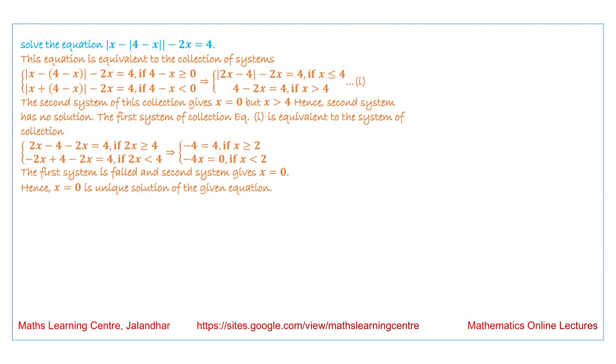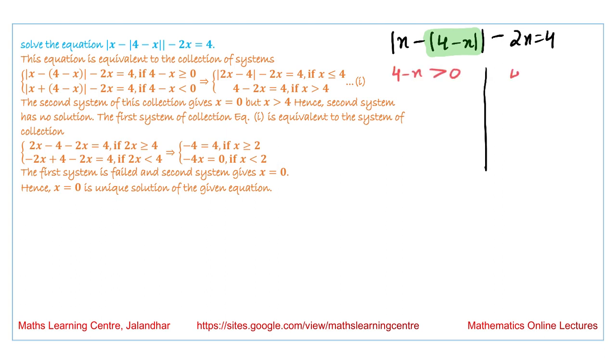Next is: solve the equation |x| − |4 − x| − 2x = 4. Look at this function, it is |4 − x|. First we want to remove the mod from this term, so we consider two cases. In the first case, suppose 4 − x is greater than 0. In the second case, 4 − x is less than 0.